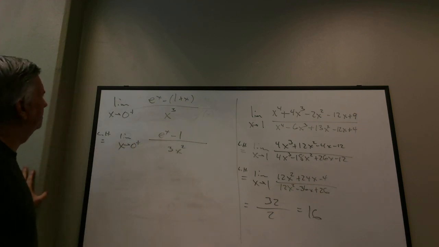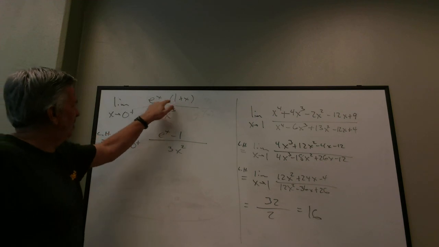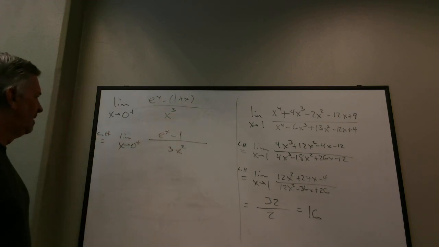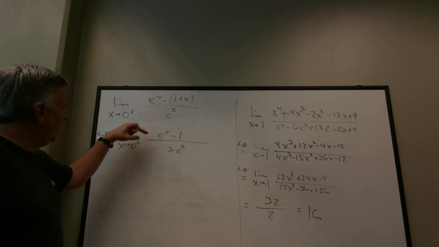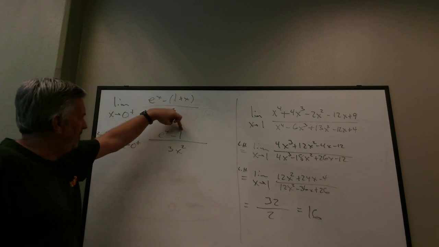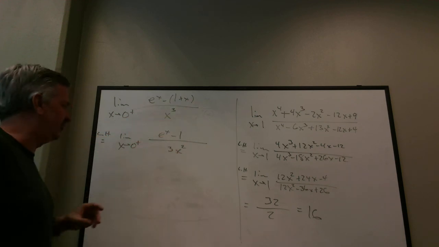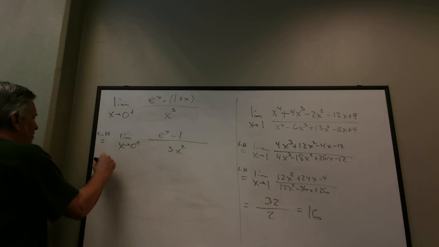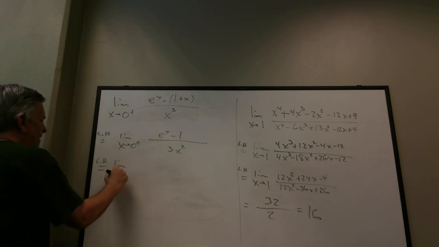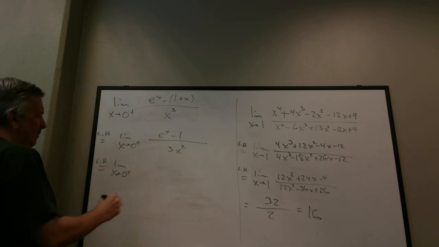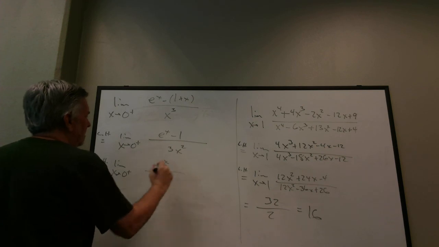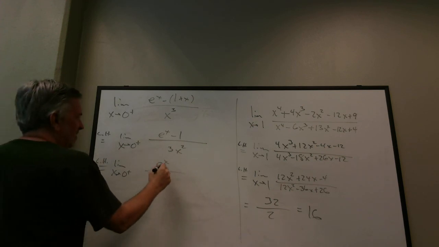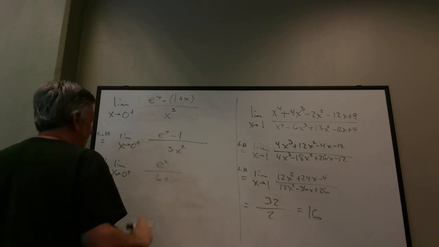So the derivative of negative 1 is 0, the derivative of negative x is negative 1. Okay, same sort of situation. If I try plugging in 0, I get e to the 0 is 1, minus 1 is 0 over 0. It's 0 over 0 form again. I can use L'Hopital's rule again. The derivative of e to the x is e to the x, and the derivative of 3x squared is 6x.